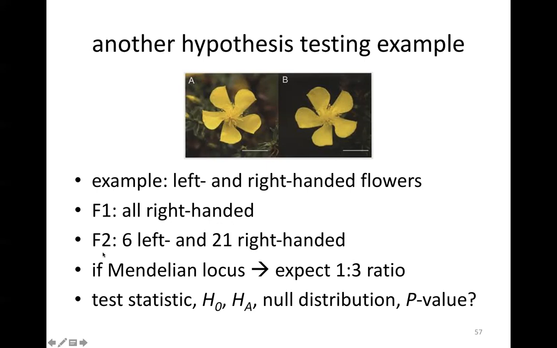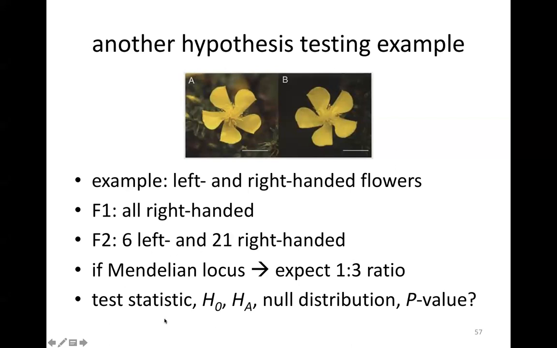And then in the F2, we have 6 left-handed and 21 right-handed flowers. And the question is, do these ratios fit what we would expect from a Mendelian F2 ratio? And the expectation would be 1 to 4. Sorry, not 1 to 4, 1 to 3. Here we have, well, close to 1 to 3.5.